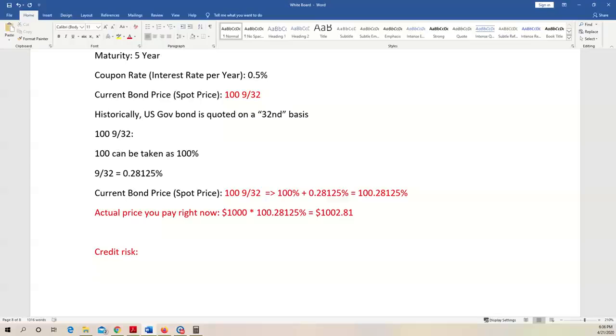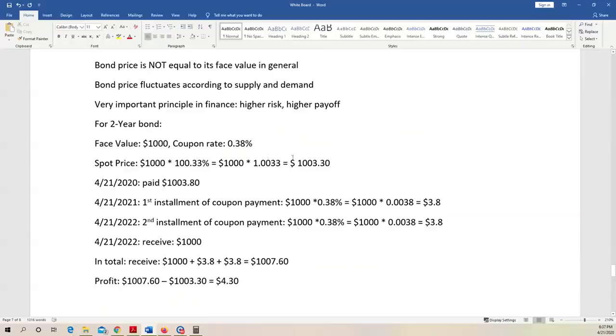So remember, previously, I've used the phrase, assume everything is fine, right? The US government is going to pay you if you buy this bond, right? So 2-year US federal government bond with face value $1,000, coupon rate is 0.38%. If everything is fine, you're going to receive 2 installments of coupon payments, right? And at the end of the maturity, you're going to receive the face value payment. So this is assuming everything is fine, but it doesn't have to be fine.